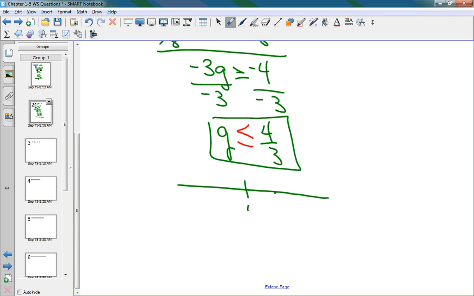Go ahead and put 4/3 on the number line. Is it opened or closed? Well, it's going to be closed because I have the less than or equal to symbol. And therefore, since my variable is on the left-hand side, I can shade the direction of the arrow. And I shade down to the left.